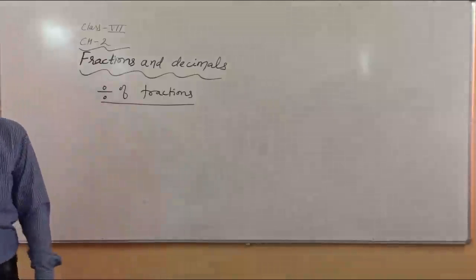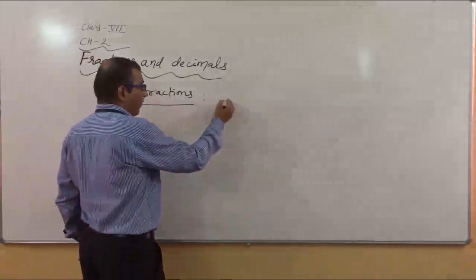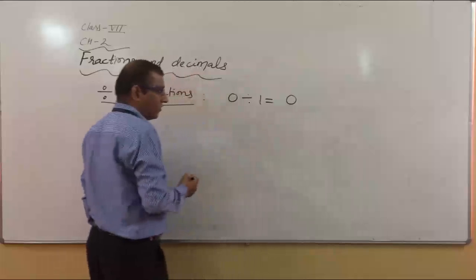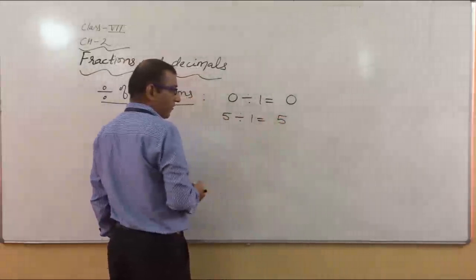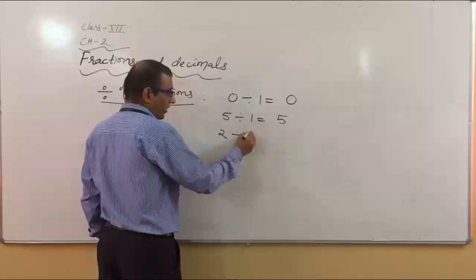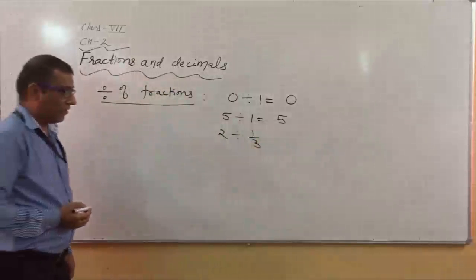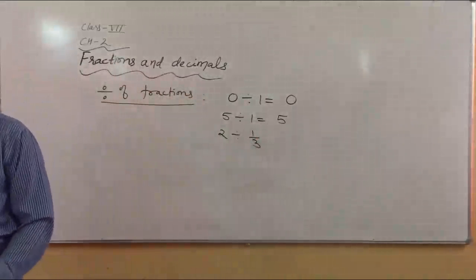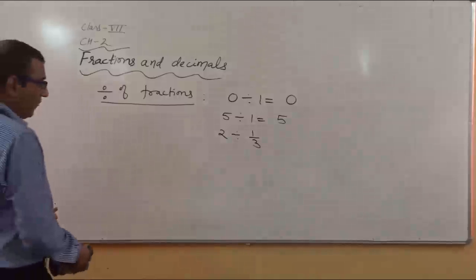All of you know very well as per the lower classes, whenever you divide 0 by 1, what will you get? You will get 0. When you divide 5 by 1, what will you get? You will get 5. But what happens when we divide 2 by 1/3? So before telling how we can divide 2 by 1/3, you will focus on one diagram.